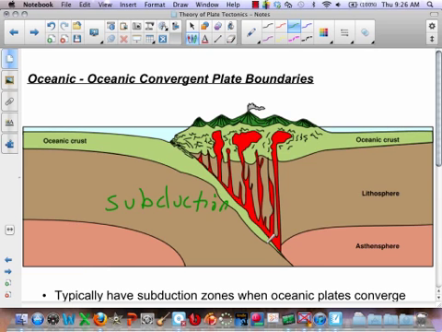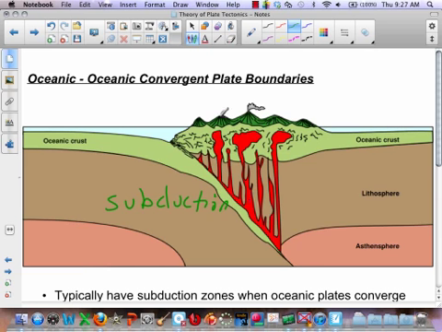Now when it gets subducted, that's a lot of heat and a lot of pressure. So what happens is that the crust starts to melt. But then as it melts, it becomes less dense. So what does it start to do? It starts to rise up.